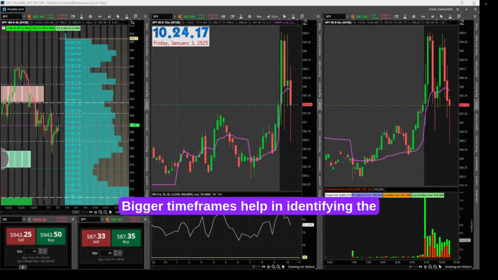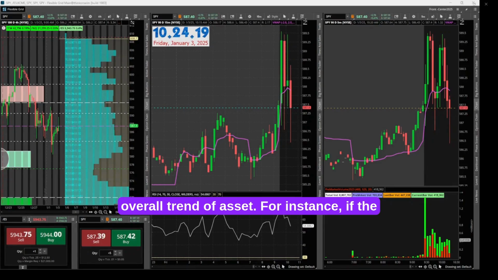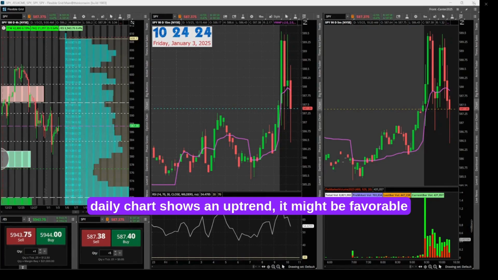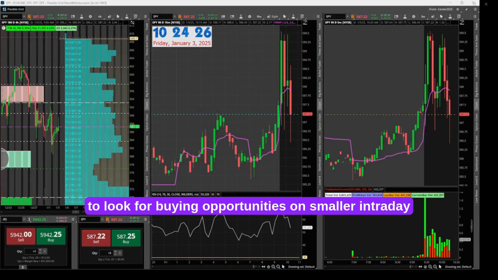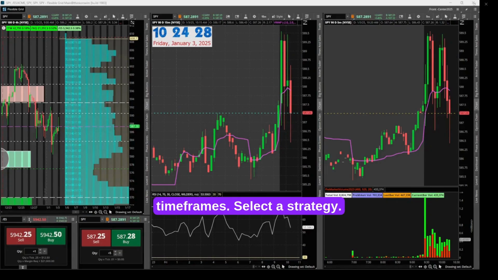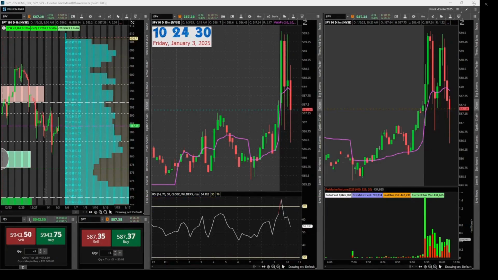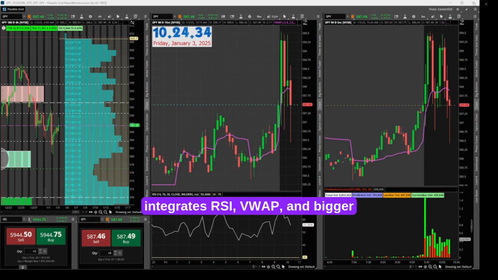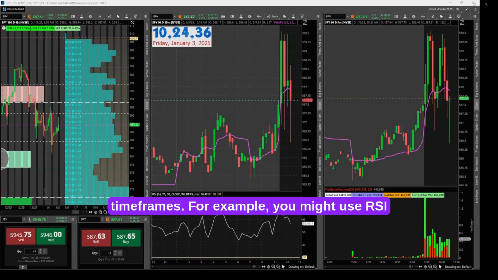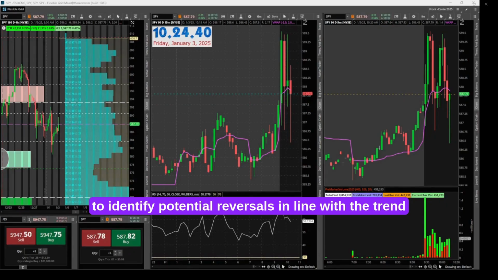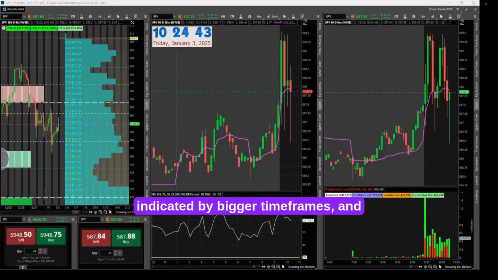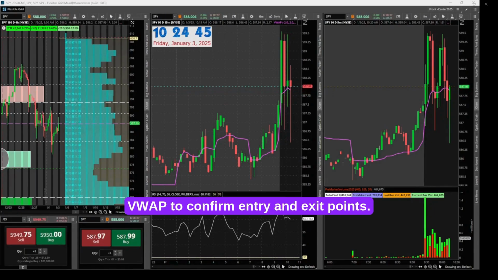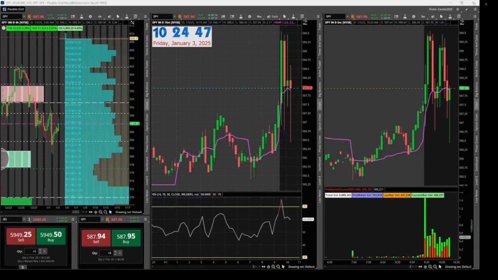Bigger time frames help in identifying the overall trend of the asset. For instance, if the daily chart shows an uptrend, it might be favorable to look for buying opportunities on smaller intraday time frames. Select a strategy. Decide on a specific trading strategy that integrates RSI, VWAP, and bigger time frames. For example, you might use RSI to identify potential reversals in line with the trend indicated by bigger time frames, and VWAP to confirm entry and exit points.